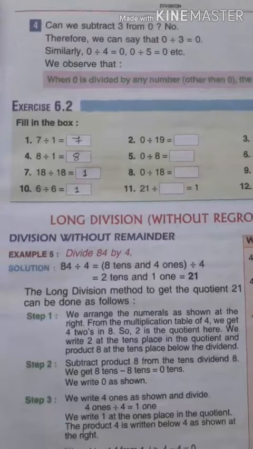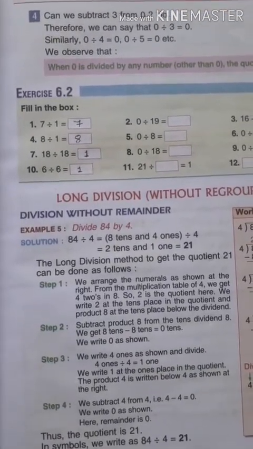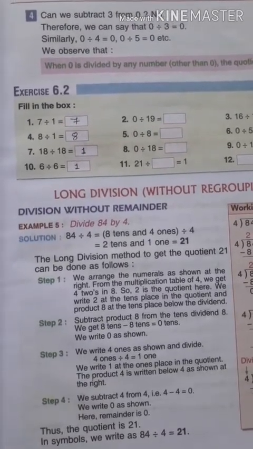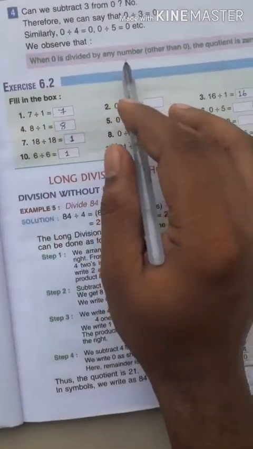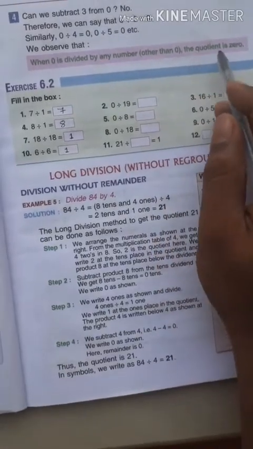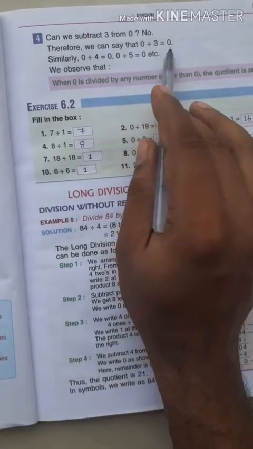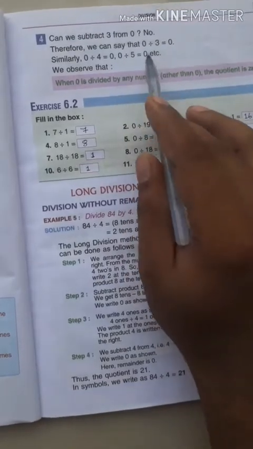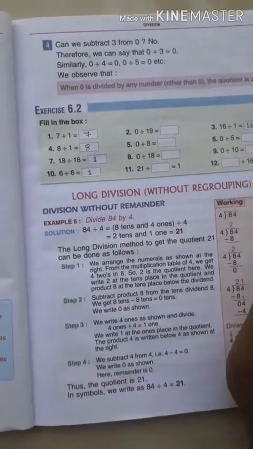So say students, what is our fourth property? The fourth property is that when 0 is divided by any non-zero number, the quotient should be 0. Here check it. 0 divided by 3 is equal to 0. 0 divided by 4 is 0, or 0 divided by 5 is 0, or 0 divided by 2000 is 0. 0 divided by 5000 is also 0.